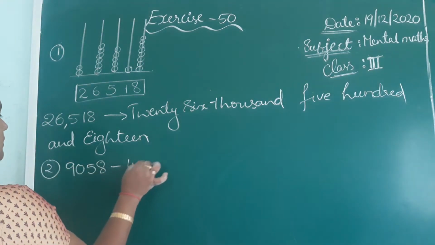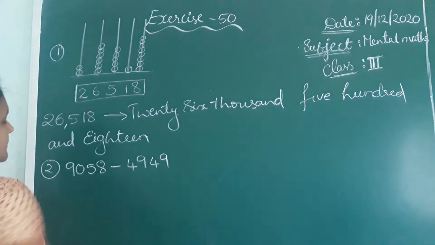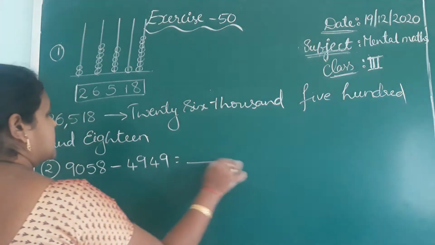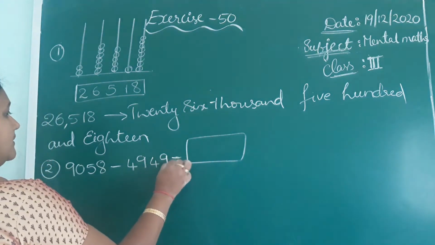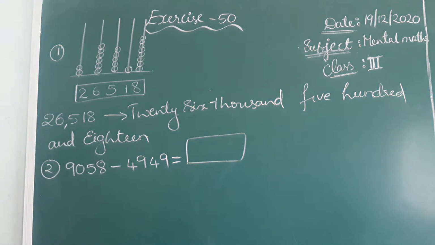9,058 minus 4,949 equal to how much? Okay? What have they asked? You have to do subtraction.